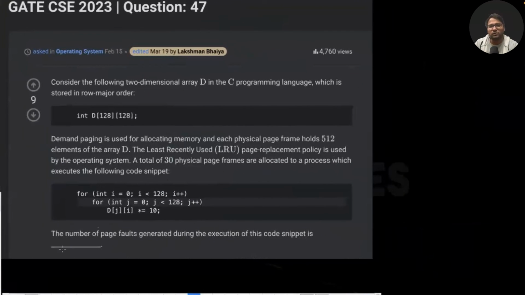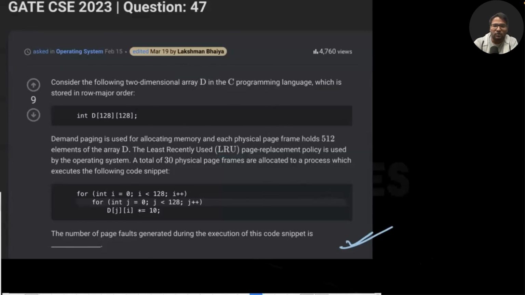This question is also related to the same concepts, and they are asking about page faults. This is related to the LRU scheme, which we have covered in OS. If you want, you can try out this question and see if you're able to solve it. Okay. So that is all.